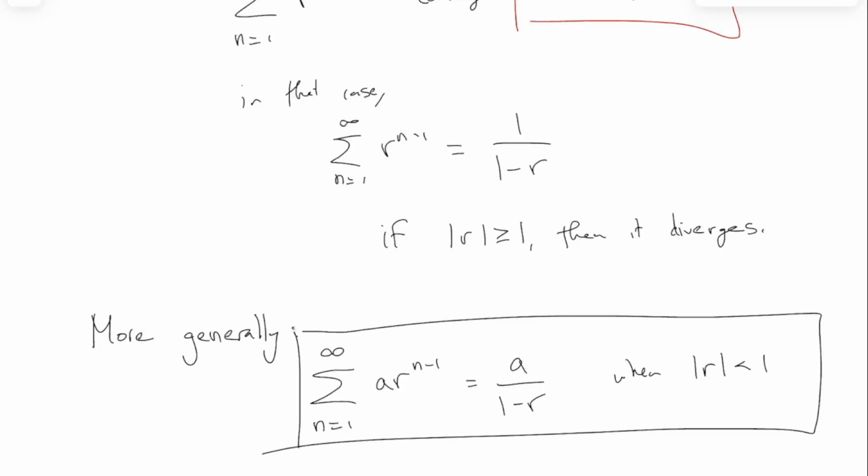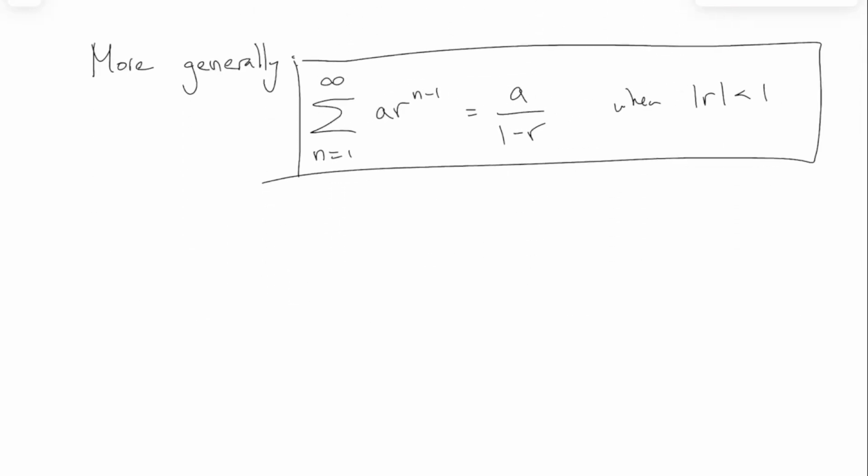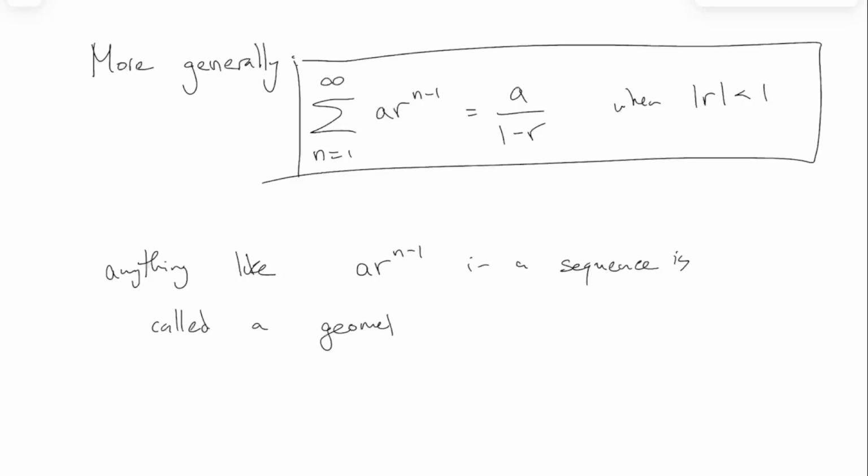Let me tell you just a little bit of terminology here. Anything that looks like a r to the n minus 1 in a sequence is called a geometric sequence. And this is just a little bit of terminology. It's the same thing, but you're not adding them up. I just mean if you're just thinking about it as a sequence.